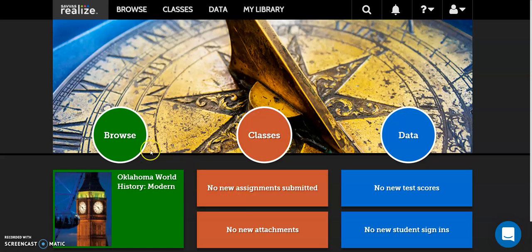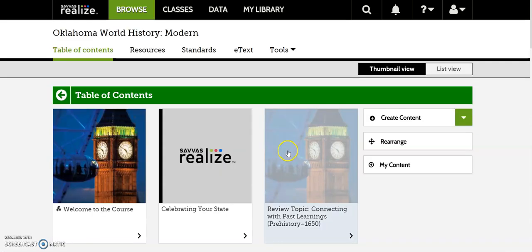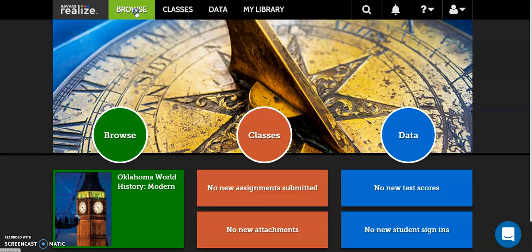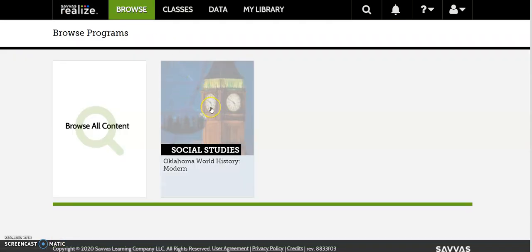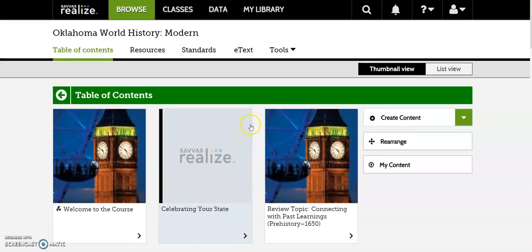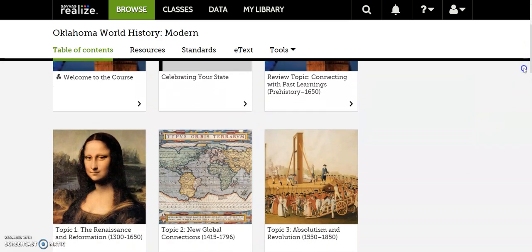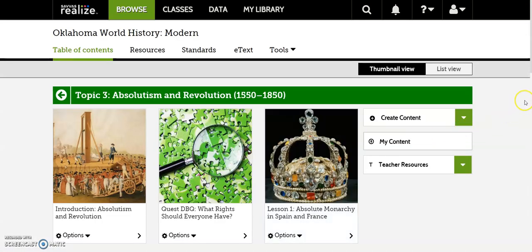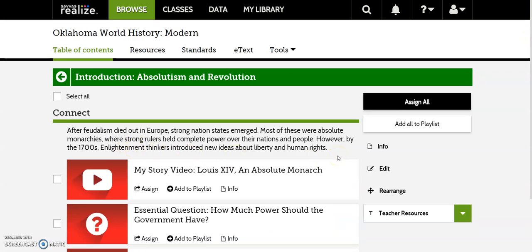What you're going to need to do today is you're going to need to browse. You're going to hit browse up here, and you're going to find the world history textbook. Click on that, and it should load. And what you're going to load up is you're going to look for this right here, topic 3, absolutism and the revolution. That will be your task, and all your work is found here. In your textbook, it's on page 170 and 171.